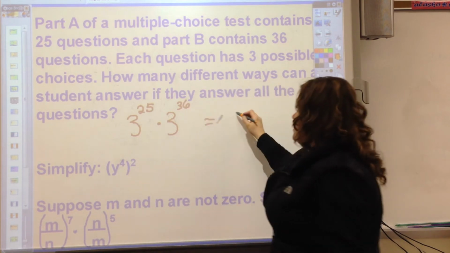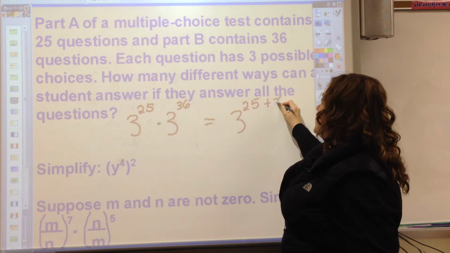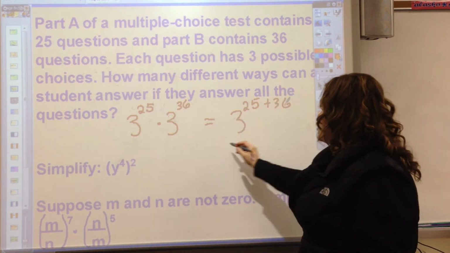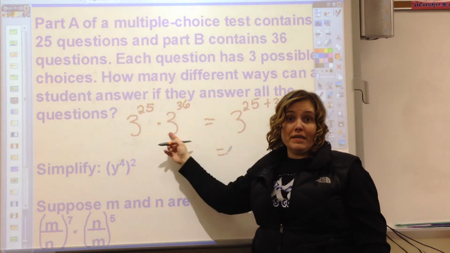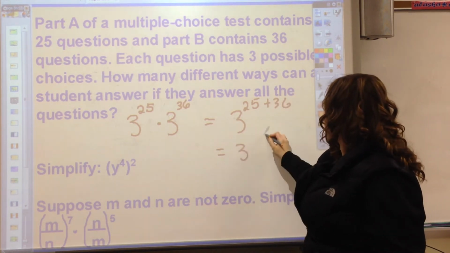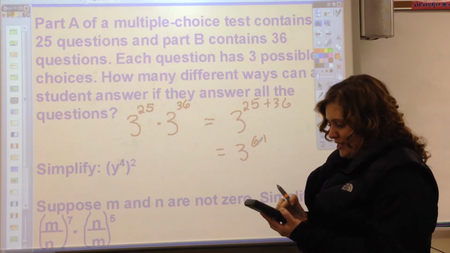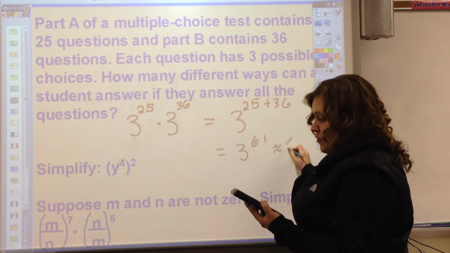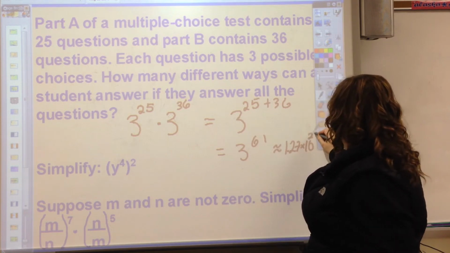To find how many possible solutions, I need to do 3 to the power of 25 plus 36. Notice I'm multiplying, and my base is the same, so I add my exponents. And now notice also that I did not multiply my bases. My base stayed the same, add your exponents. So I get 3 to the power of 61. And let's see what gigantic number that is. That is approximately 1.27 times 10 to the power of 29.